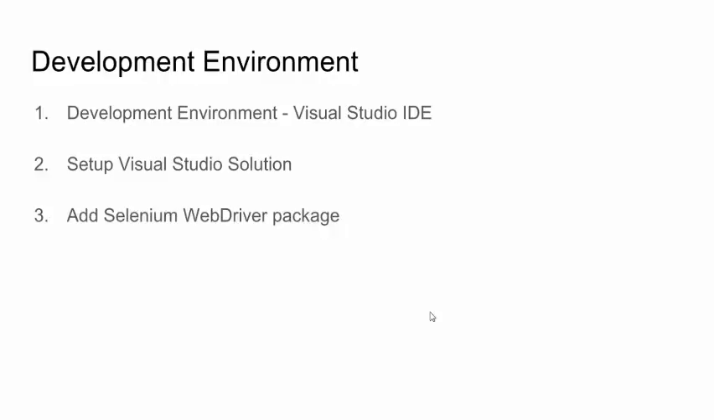The different editions of Visual Studio like Visual Studio Professional, Visual Studio Enterprise, are paid editions of Visual Studio. There's a free version of Visual Studio also, which is called Visual Studio Community. So for development of non-commercial applications, you can use this free version also, and you can create automation test scripts using Visual Studio Community Edition.